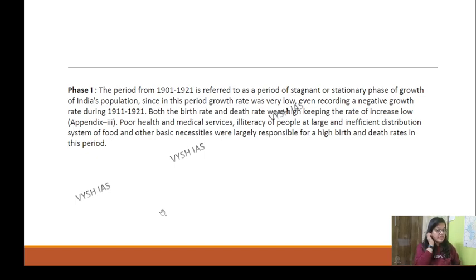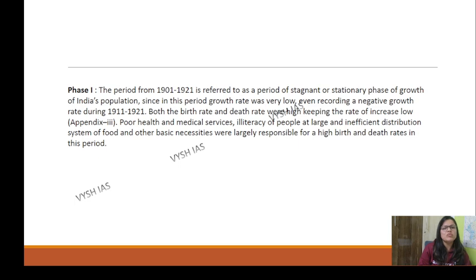So the first phase is the stationary phase of growth. This talks about the 20th century, 1901 to 1921, a stagnant and stationary phase of growth, where population growth was stationary. It was very slow, even negative. Negative means the death rate was very high. Both the birth rate and death rate were very high, keeping the rate of increase low.